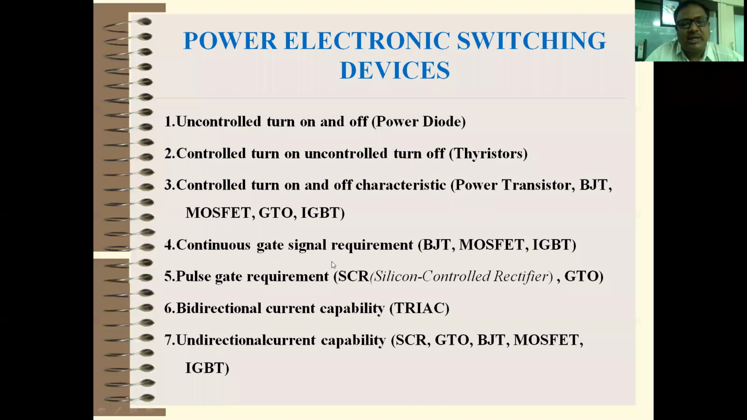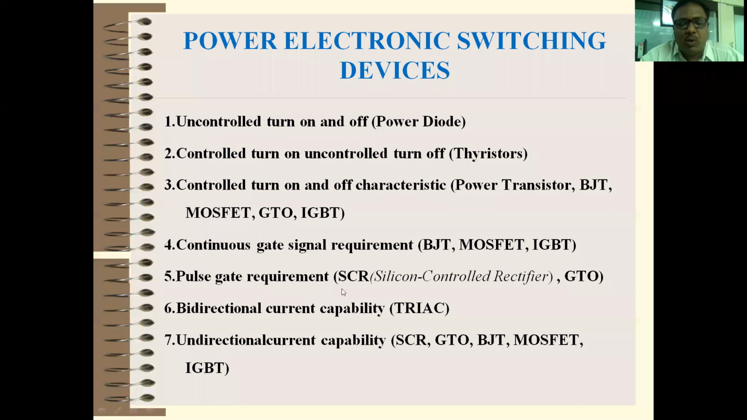Then continuous gate signal requirement. Normally for SCR, once SCR turns on, it remains on. After that, if you remove the gate voltage or gate current, it remains on. But BJT or MOSFET or IGBT requires a continuous gate signal. So this is again a classification based on continuous gate signal.